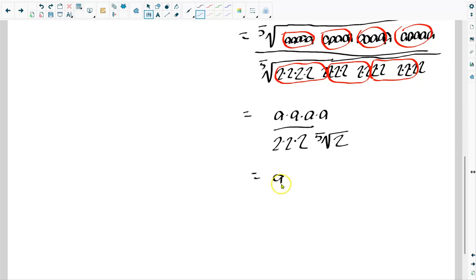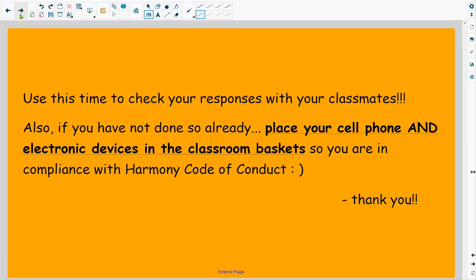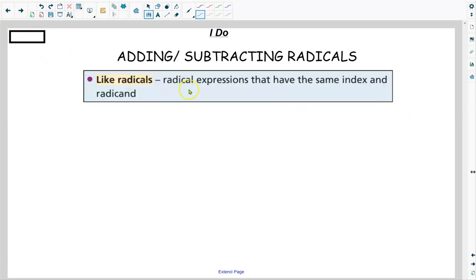So this is going to give us a to the 4th over 8, 5th root 2. Okay? Alright, so let's go and move on here. We are going to be adding and subtracting radicals. This is what it'll look like. This is our vocabulary, like radicals: radical expressions that have the same index and radicand.